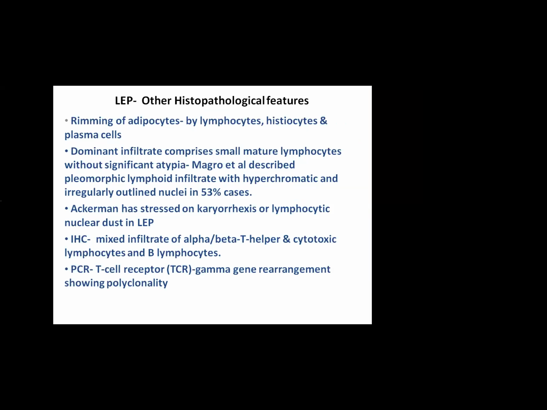Now, there is literature to suggest that the rimming of adipocytes by lymphocytes, a feature which is more often seen in cutaneous lymphomas and was seen in our case, can also be seen in lupus panniculitis. One can see very atypical cells also in lupus panniculitis, and a lot of nuclear dust or karyorrhectic debris can also be seen in lupus panniculitis.